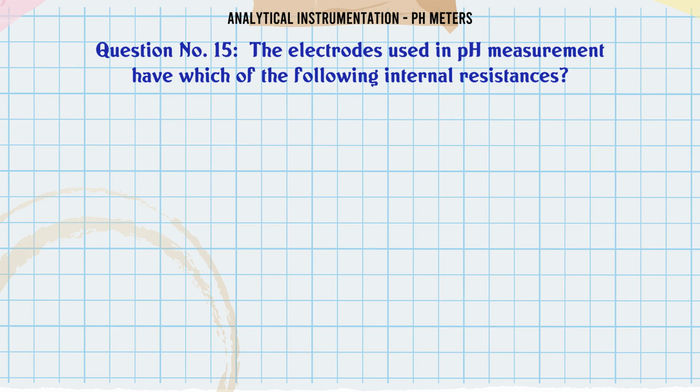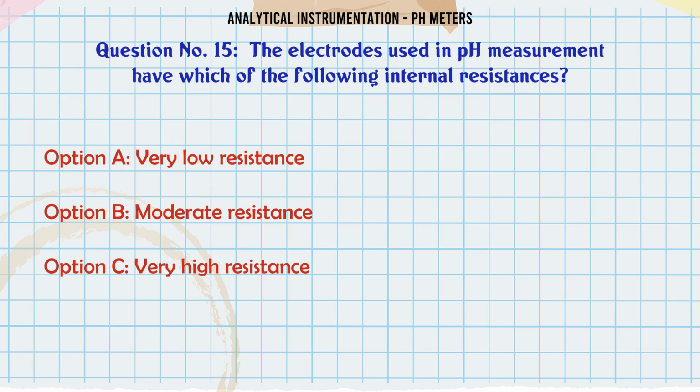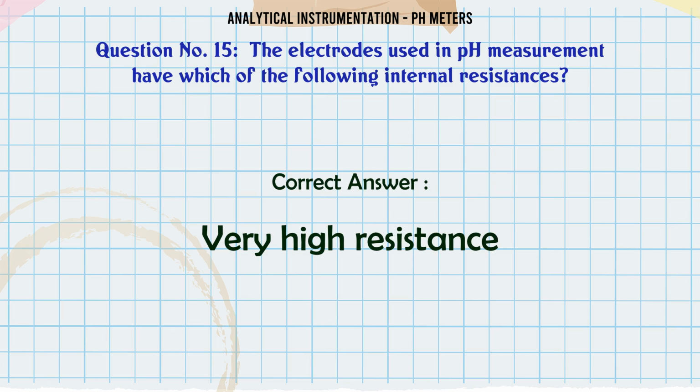The electrodes used in pH measurement have which of the following internal resistances? A. Very low resistance. B. Moderate resistance. C. Very high resistance. D. No resistance. The correct answer is very high resistance.